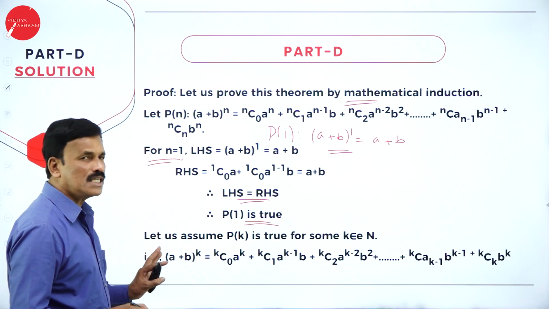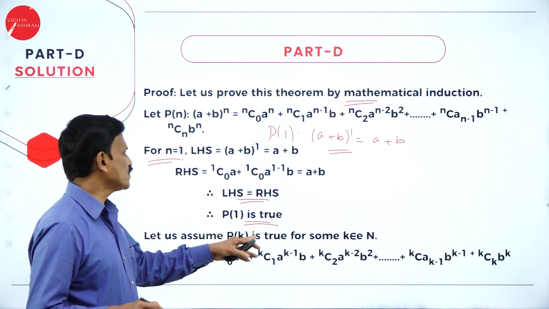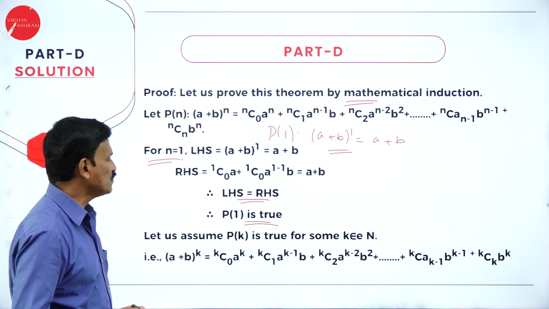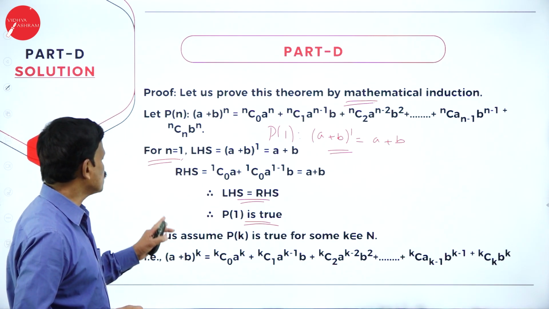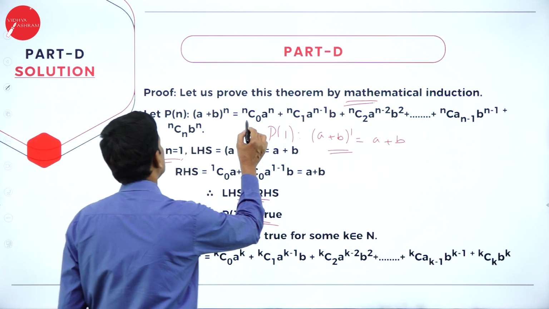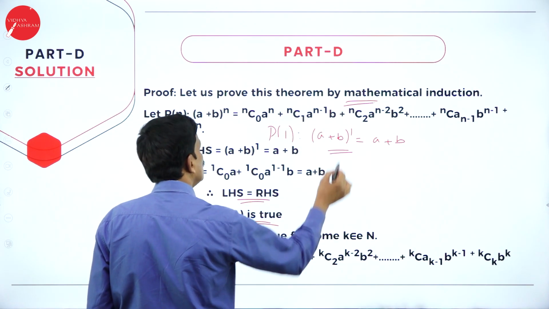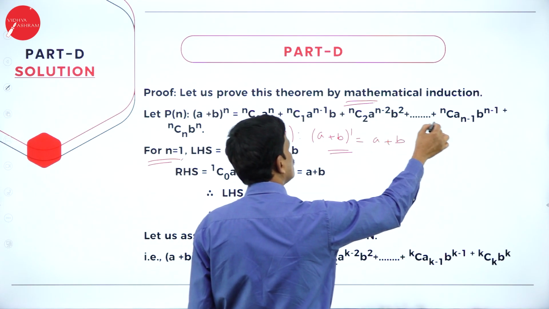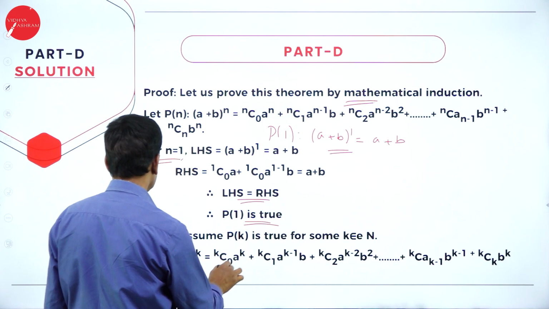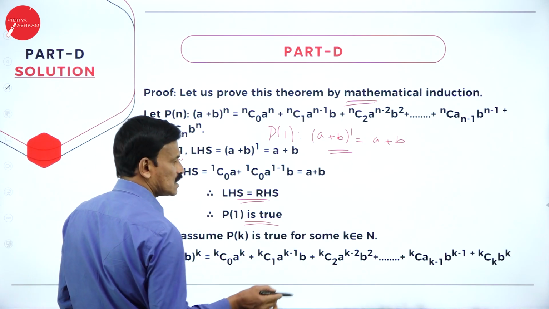Now let us prove the statement is true for some positive integer n = k. Let us assume P(k) is true, for some positive integer k which belongs to N. Now just replace n by k. (a + b)^k is equal to, instead of n, kC0 a^k + kC1 a^(k-1) b + kC2 a^(k-2) b^2, etc. The last term is kCk b^k. So this is (a + b)^k, right? Now let us represent this as equation number 1.